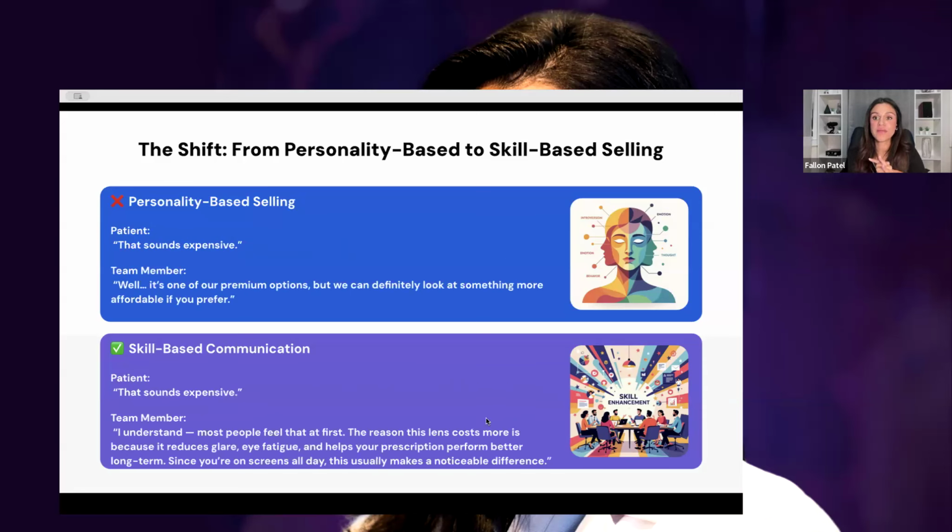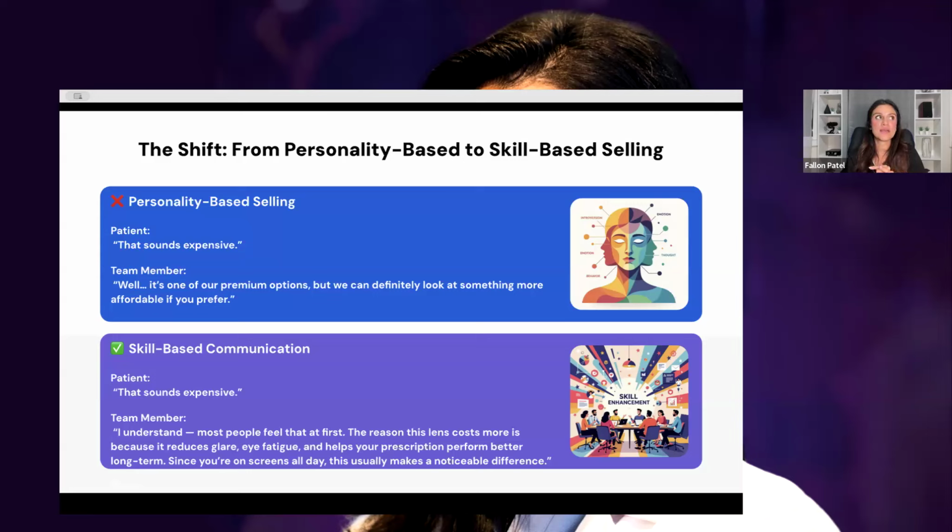So here are some examples. What am I talking about? Just so you have an idea. Personality-based selling is when, let's say, the patient has an objection in the optical. They say, that sounds too expensive. A team member who relies on just their charisma and their own intuition might say something like this: Well, it's one of our premium options, but we can definitely look into something more affordable if you prefer. Does anybody know what's wrong with this? Anybody want to write in the chat or come off mute, or anybody have any ideas how that's not a great way to answer an objection?